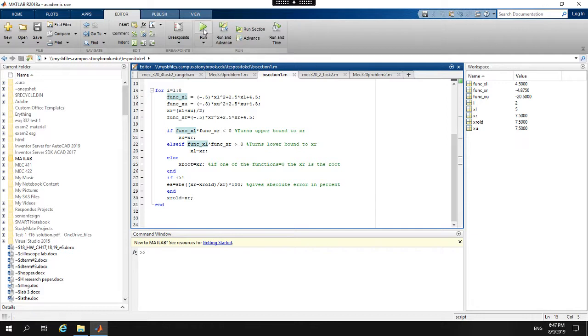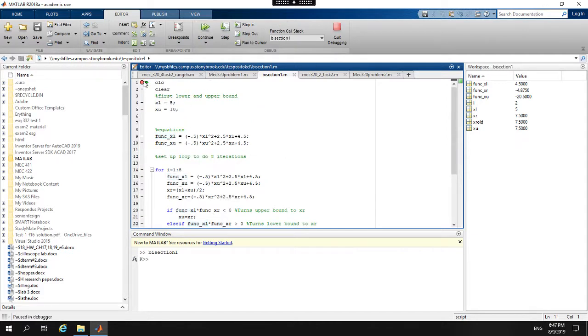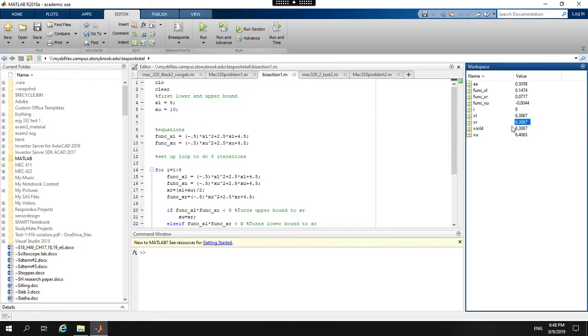So I'm just going to run the whole code. After 8 iterations, we get our final xr value to be 6.3867. And I remember the x root, which was given in the problem, was about 6.4. So this is pretty close. It's not too bad.